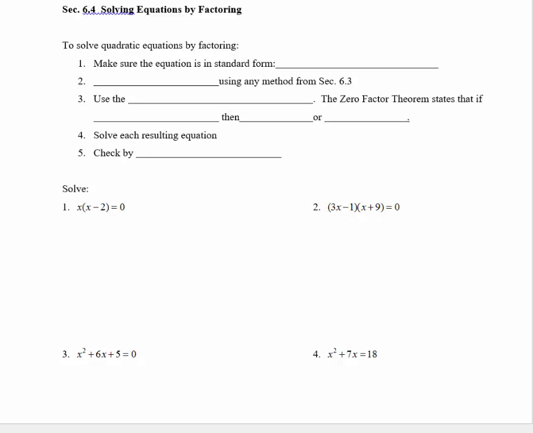Now on the test, be careful. I will ask you to factor some problems, and I'll ask you to solve others. So make sure you know the difference between factoring and solving.